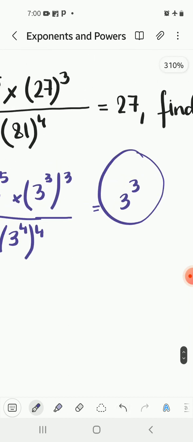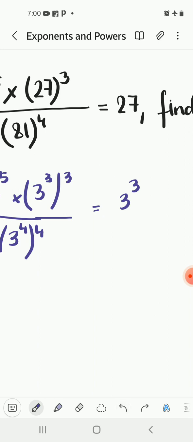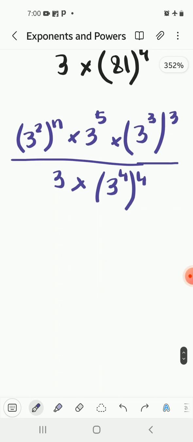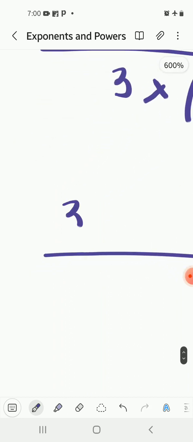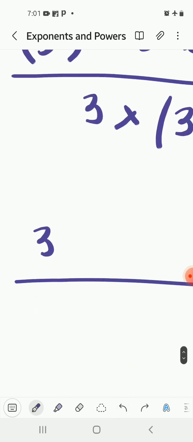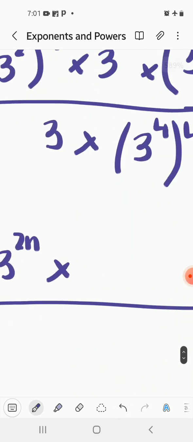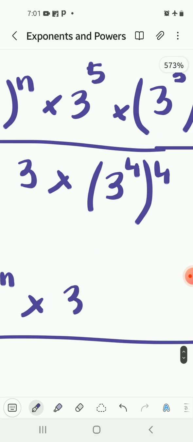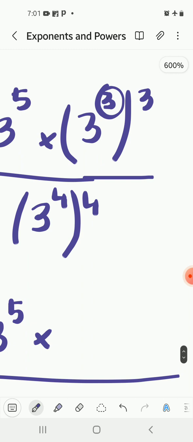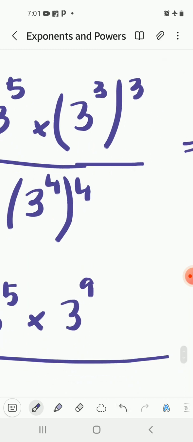So this side is sorted. Nothing else we have to do about the right side. Only we are going to solve the left side now. You can see everything is given to the power 3. First simplify it like 3. Multiply the powers, 2 into n becomes 2n. So 2n into 3 to the power 5 into 3 to the power 3 and whole to the power 3, which means 3 to the power 9.